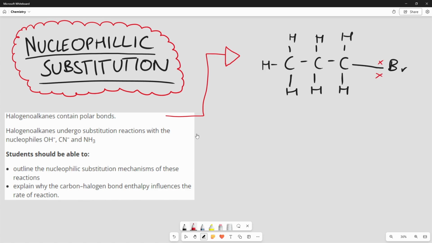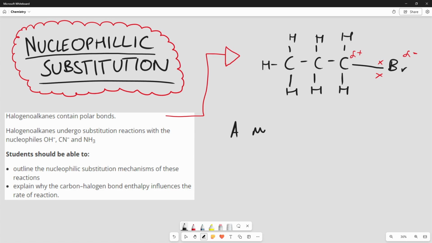towards it. And that results in the bromine being delta negative, a partially negative atom, and the carbon is therefore partially positive because it is electron deficient, and this is electron rich. So the bromine is electron rich, which is why it's negative, because we know that electrons are negative subatomic particles. So now we know why halogenoalkanes contain polar bonds. Let's go on to what nucleophiles are.